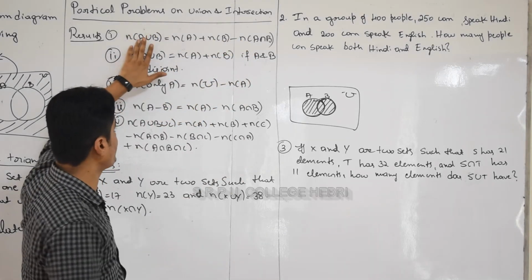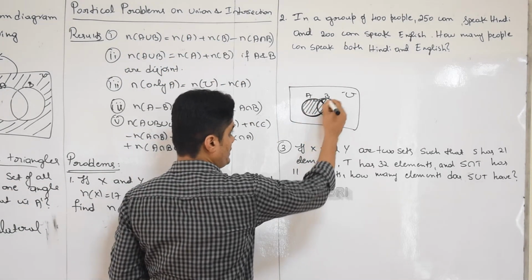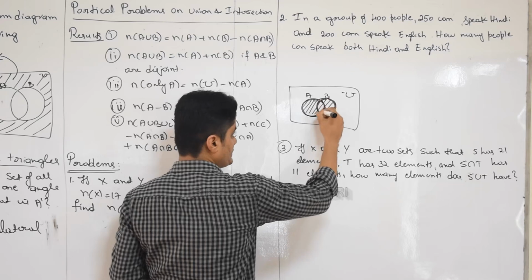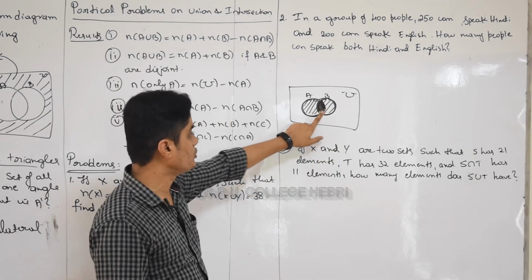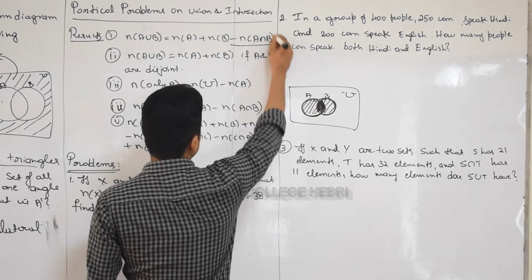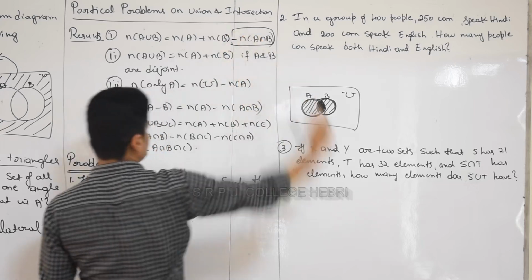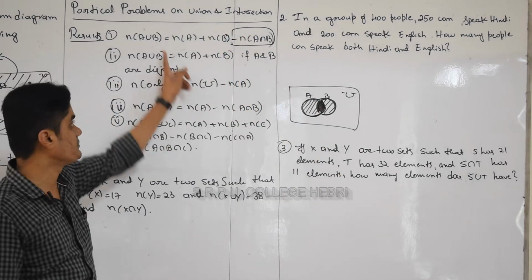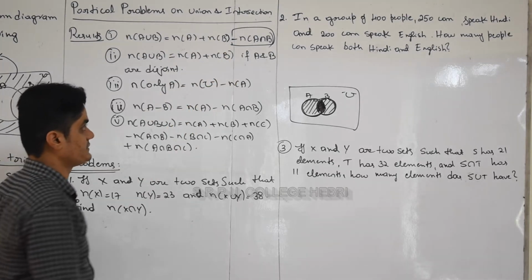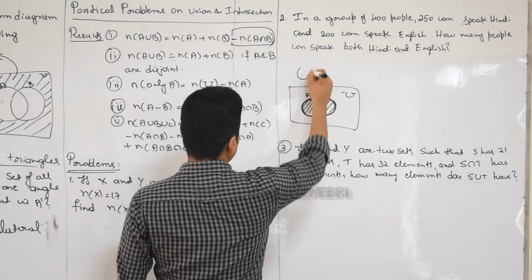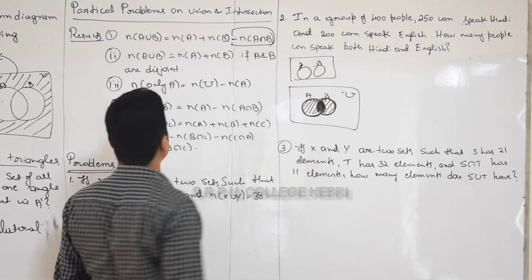So what is the formula? n of A union B is n of A plus n of B minus n of A intersection B. See this part: in n of A plus n of B, this region will be counted twice, so one time we have to remove it, that is removed here by minus n of A intersection B. Please remember this: n of A union B equals n of A plus n of B minus n of A intersection B. Suppose there is no common element between the two sets, either A or B, then what is n of A union B?